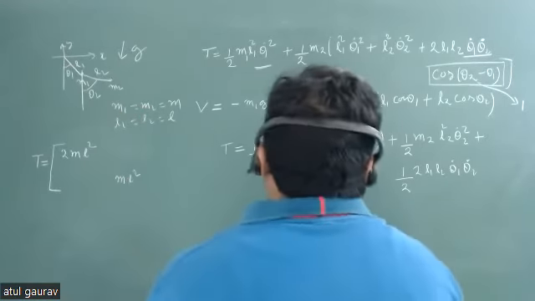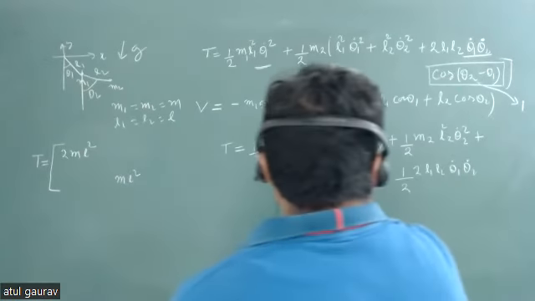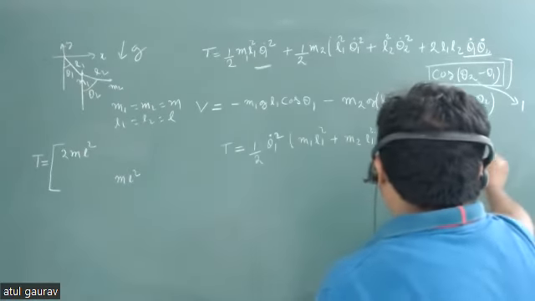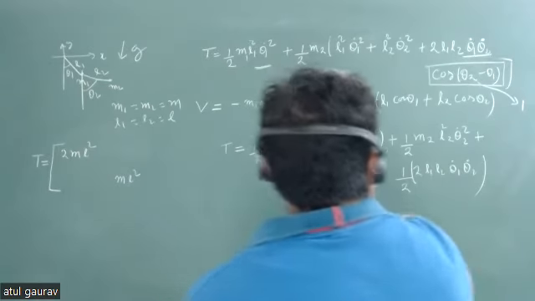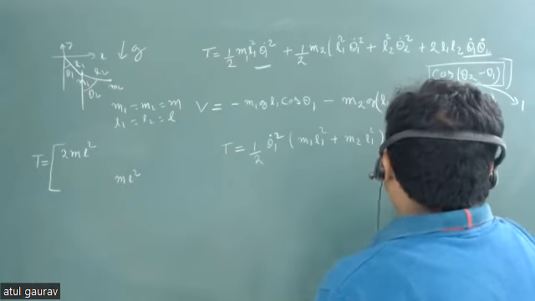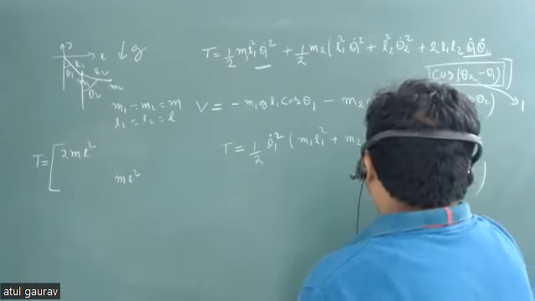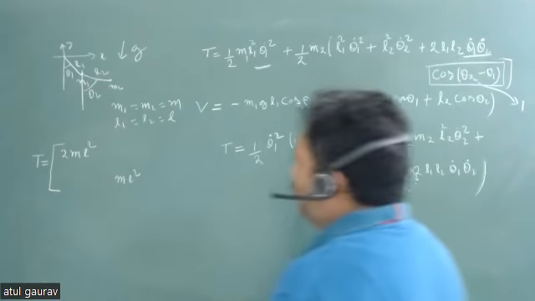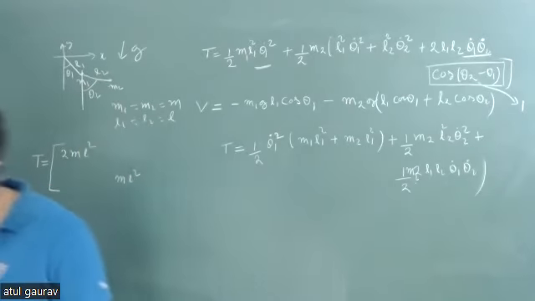Okay. Now, what about the off-diagonal term? What will come in the off-diagonal term? M2 is there, sir, in the third term. Yes, M2 will also remain. Yes, tell me, what will come in the off-diagonal? Tell me quickly.